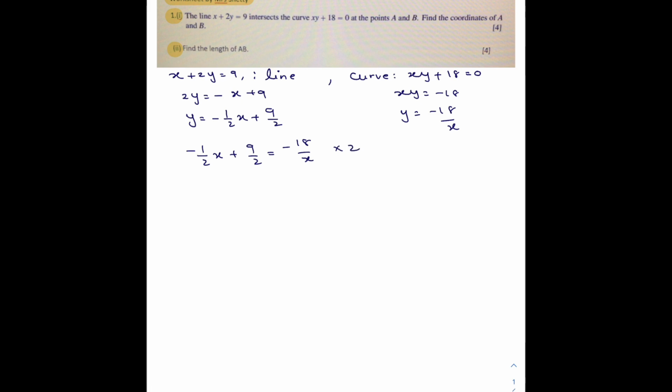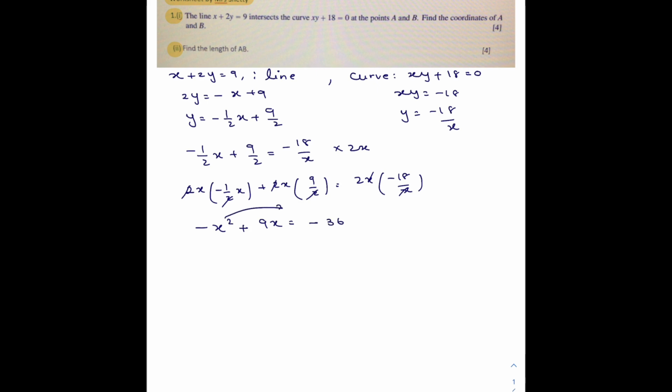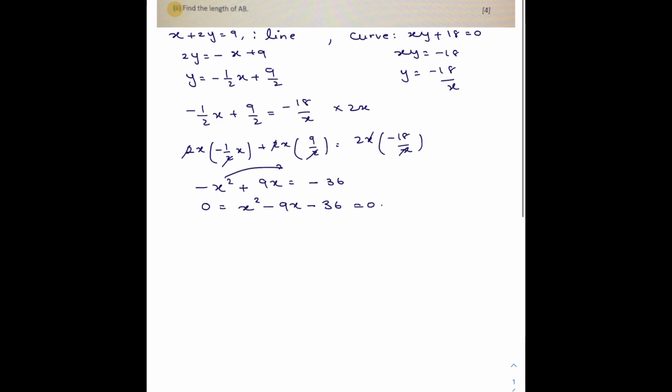So I'm sending x there. Okay, multiply throughout by 2x. So 2x times negative half x, 2x times 9 over 2, 2x times negative 18 over x. That's negative x squared plus 9x equals negative 36. I'm sending x squared and 9x there, so 0 is x squared minus 9x minus 36 equals 0.